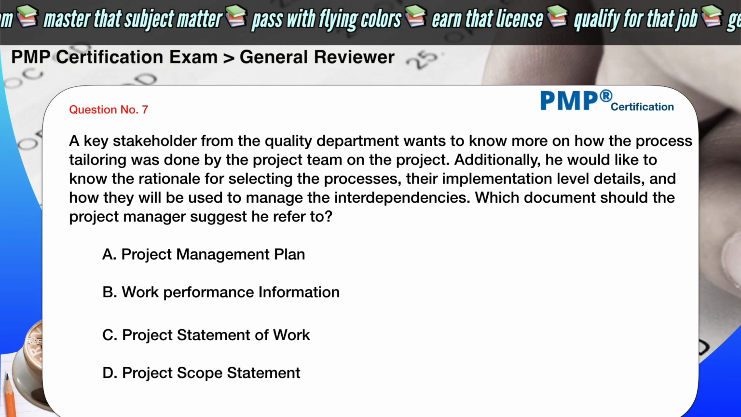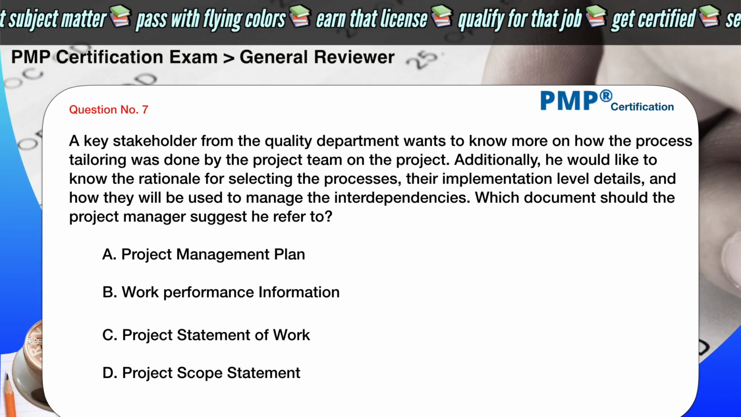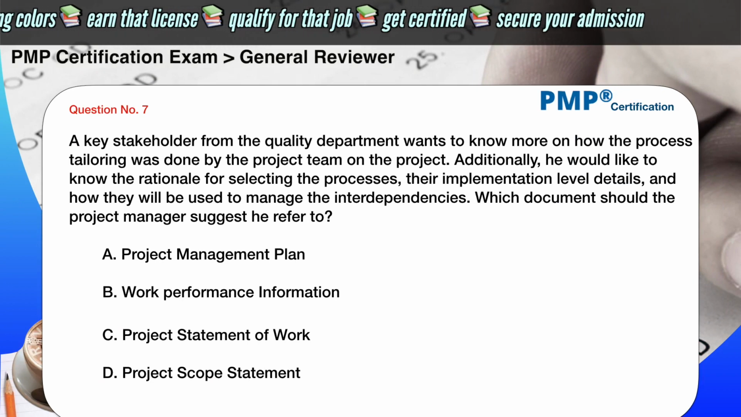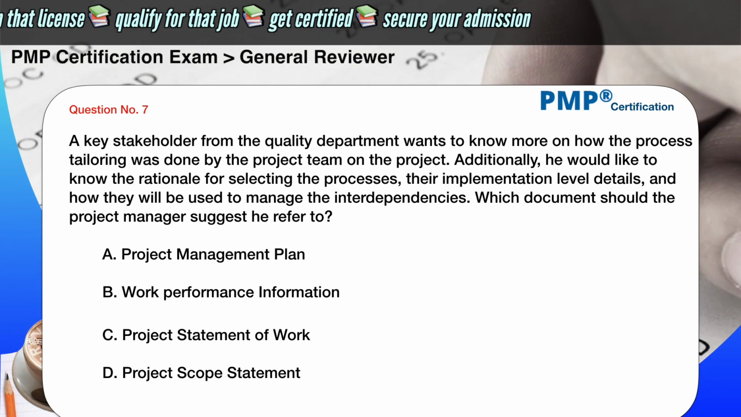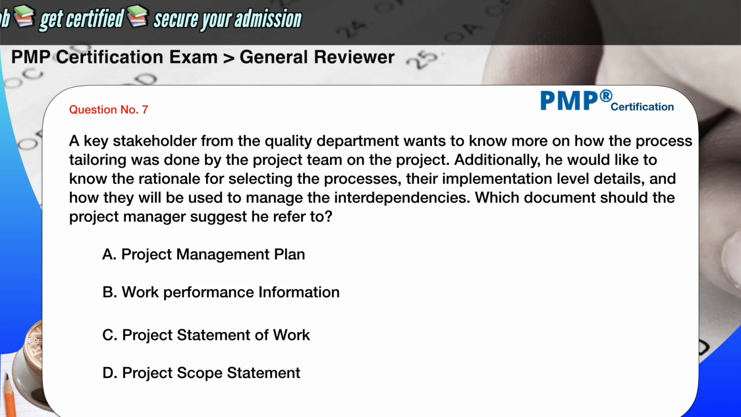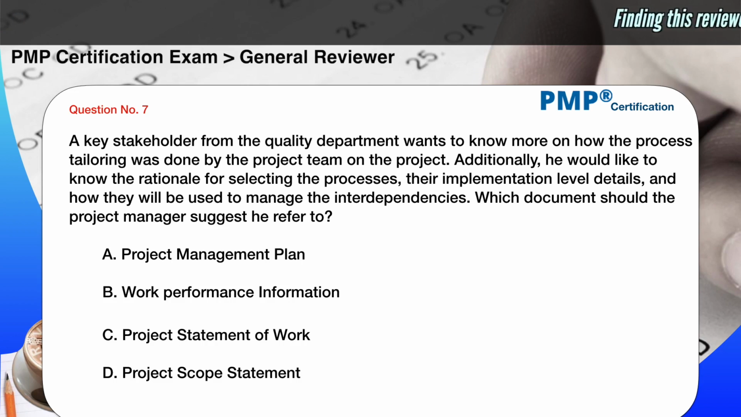A key stakeholder from the quality department wants to know more on how the process tailoring was done by the project team on the project. Additionally, he would like to know the rationale for selecting the processes, their implementation level details, and how they will be used to manage the interdependencies. Which documents should the project manager suggest he refer to? A. Project Management Plan. B. Work Performance Information. C. Project Statement of Work. D. Project Scope Statement.